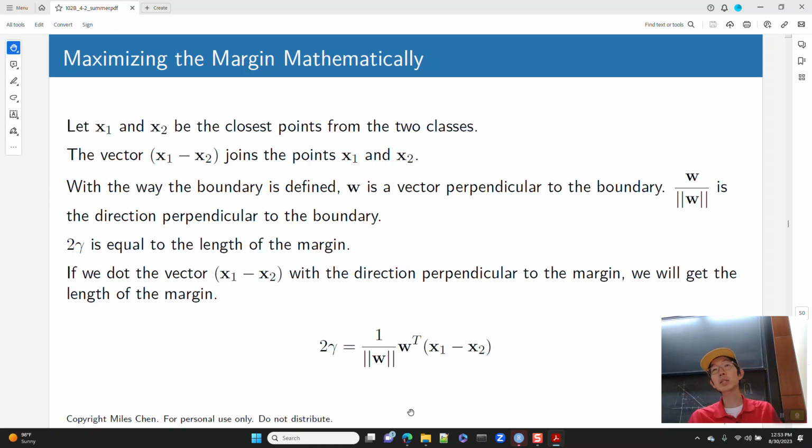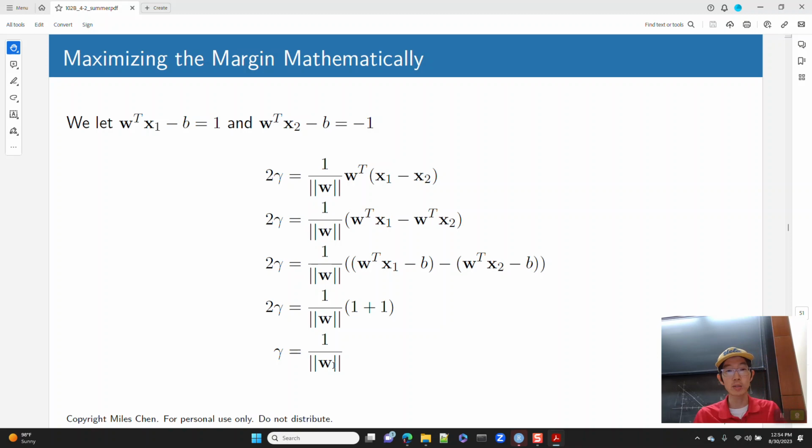And so we want to maximize what this 2 gamma is going to be, okay? So if we want to maximize this, we'll distribute out the w transpose. I got w transpose x1 minus w transpose x2, okay? And I can add a minus b to both this and this, right? So I can say w transpose x1 minus b. This is equal to minus this w transpose x2 minus b.